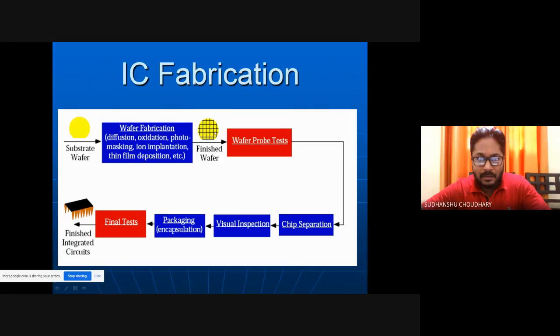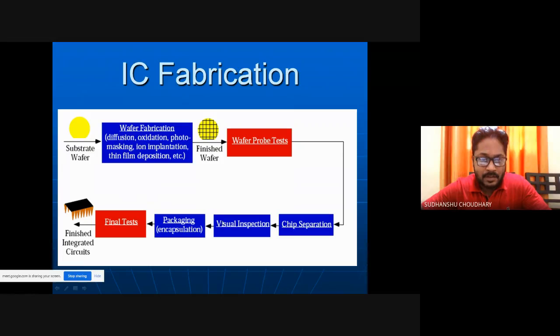Then after you have followed these operations on the wafer, you will have a finished wafer, which you will put into the probe test, and then after testing you will perform chip separation. That is, you will separate these individual dies or individual chips by cutting them into slices, and then after separating them you will perform a visual inspection. Visual inspection is performed to identify if there is some damaged chip from the slicing process, so that the damaged chip can be removed and not further processed. So only good chips are processed further.